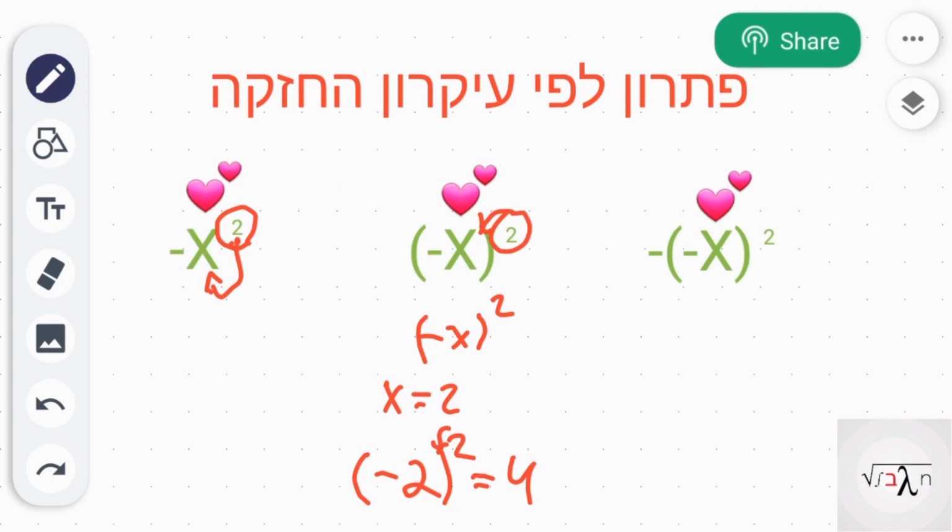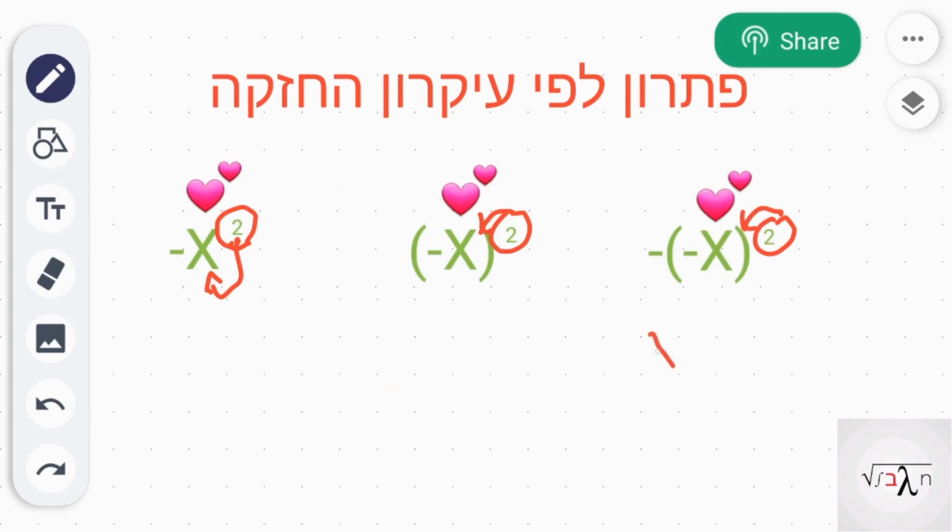Now for the last example. Minus x to the power of 2. The exponent loves the closest from the left, which is the parenthesis as well. So only the things that are inside of the parenthesis are affected. This time, let's replace the x with a 3 instead. So minus 3 to the power of 2. The exponent affects all the things that are inside of the parenthesis.